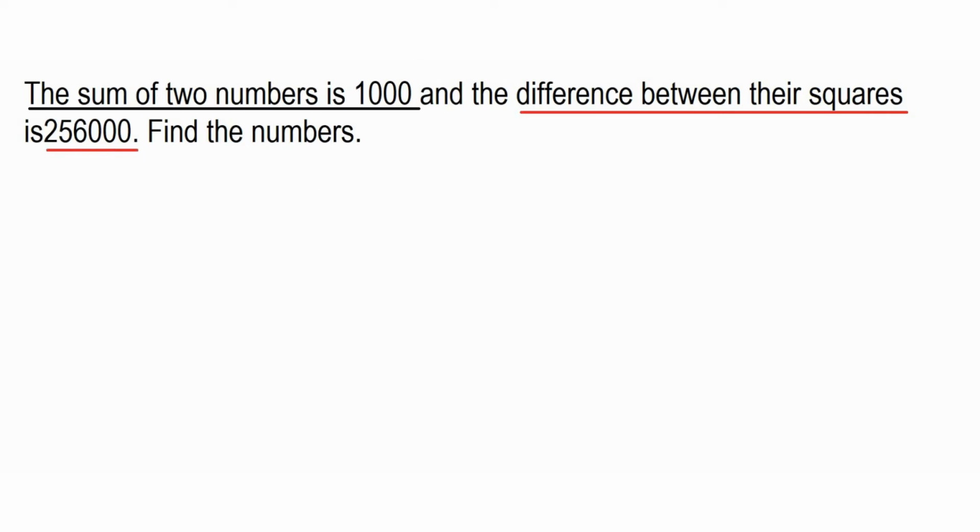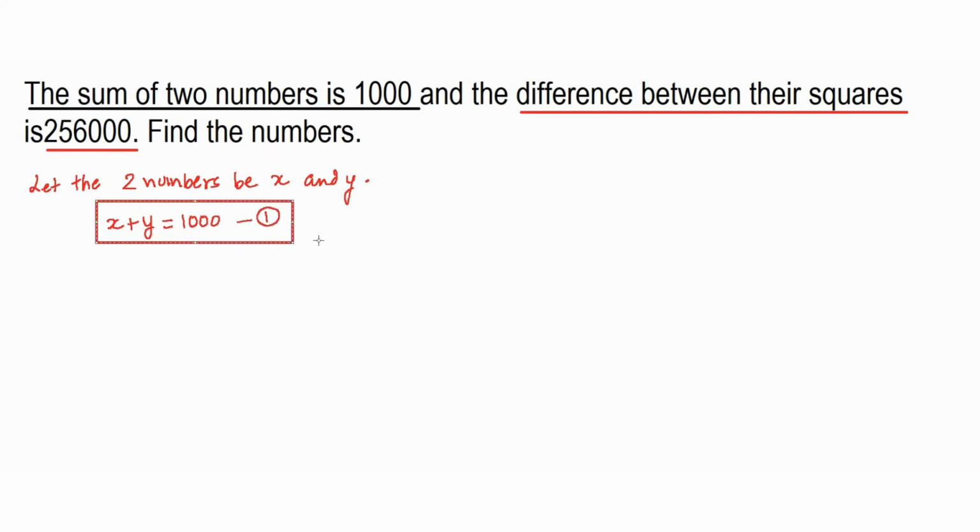So of course my variables will have to be the two numbers. So let's assign the variables. I will say let the two numbers be x and y. It is given that their sum is 1000, which means x plus y is given as 1000. This is my first condition, right? So this is the first condition that I have.